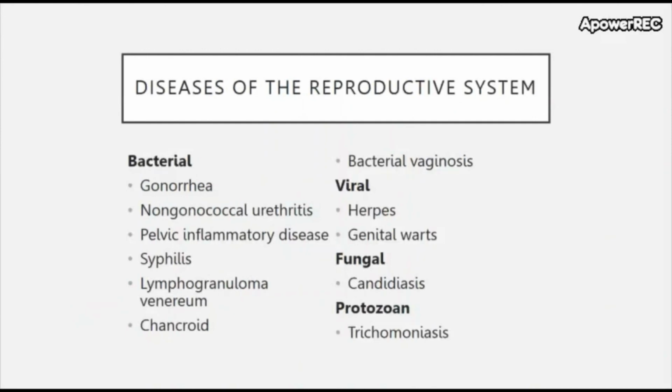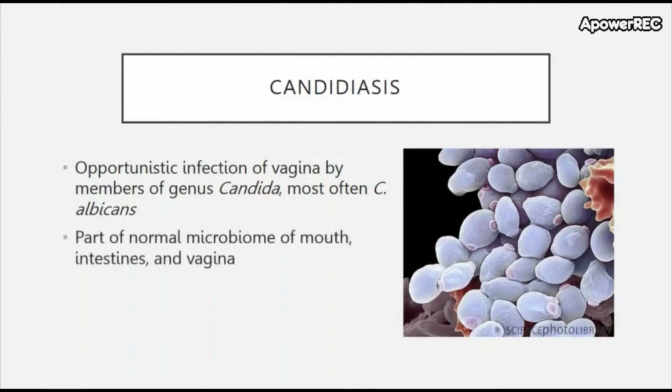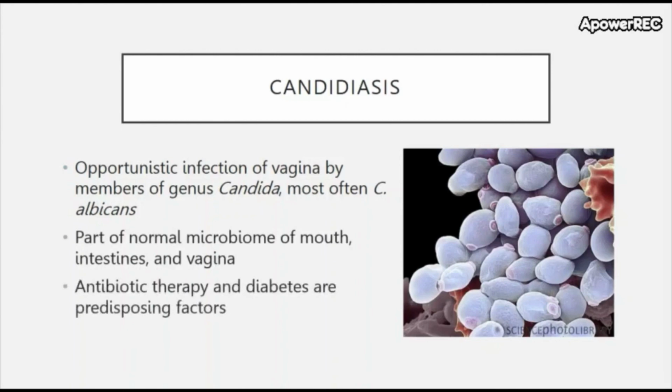Okay, next on the list are fungal infections. We're going to zero in on candidiasis. This is an opportunistic infection of the vagina caused by members of the genus Candida, most often Candida albicans. This is a pretty common infection. About 75% of women experience this in their lifetimes. It is part of the normal microbiome of the mouth, intestines, and vagina. And antibiotic therapy or diabetes are predisposing factors. The symptoms are itching and thick yellow odorless discharge. And it's usually treated with an antifungal along with probiotics.